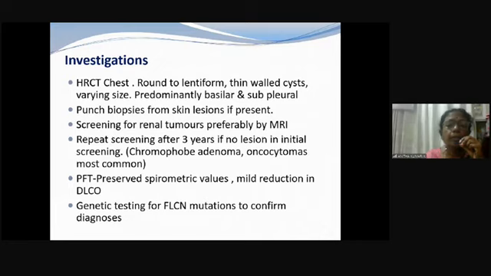HRCT will show the typical lesions, lentiform, thin-walled cysts of varying size, and they are usually predominantly basilar or subpleural, and there are skin lesions. Sponge biopsies are advised. Screening for renal tumors should be done, preferably by an MRI. And if the initial screening is negative, repeat the screening after 3 years. And PFT shows preserved spirometric values with mild reduction in DLCO. And genetic testing for FLCN mutation will confirm the diagnosis.